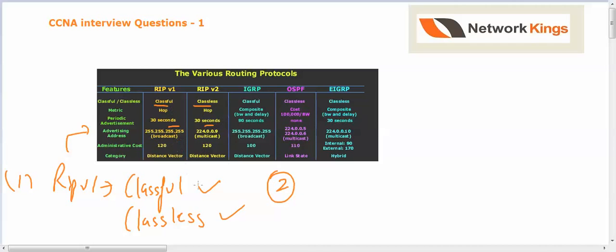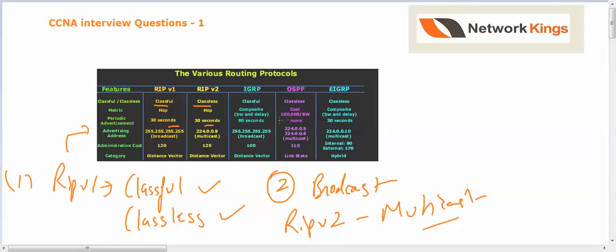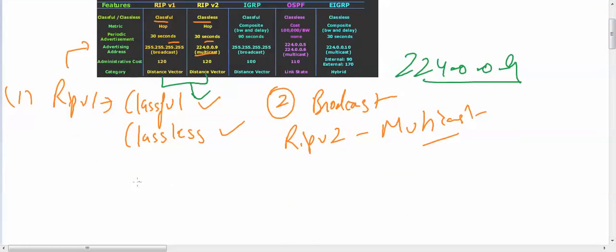RIP version 1 does broadcast, and RIP version 2 always does multicast. The multicast address is 224.0.0.9. The AD value is the same, both are distance vector, and the RIP metric is hop count.